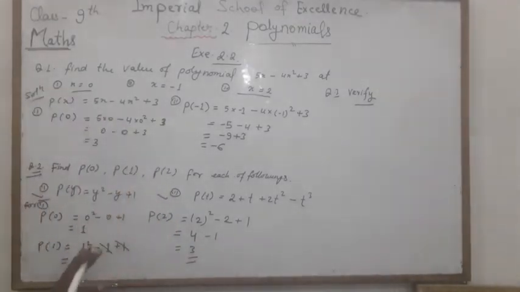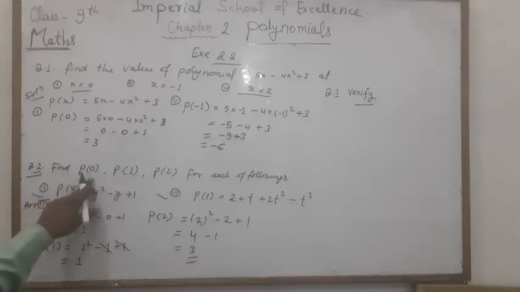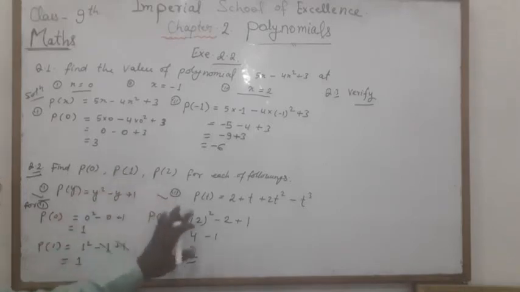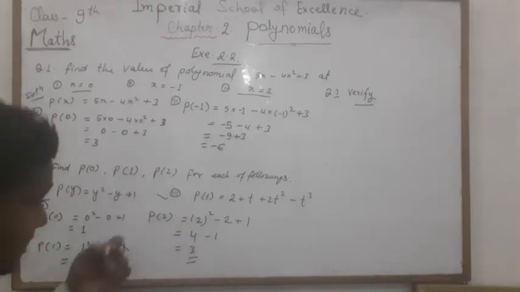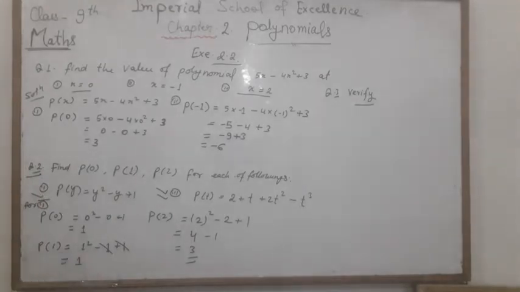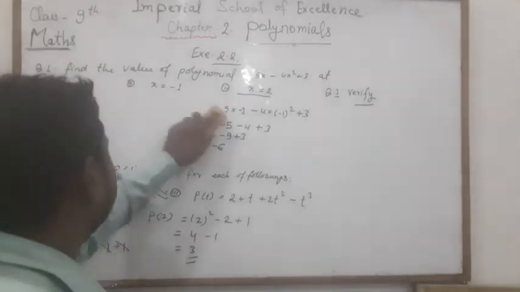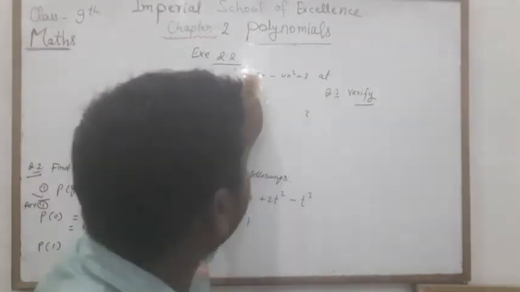So this is how we will calculate the value of a polynomial at x equal to 0, x equal to 1 and x equal to 2. So see this question number 2. I am doing this question for you, and then after that we will move to the next question. Okay, let's see this question number 2.